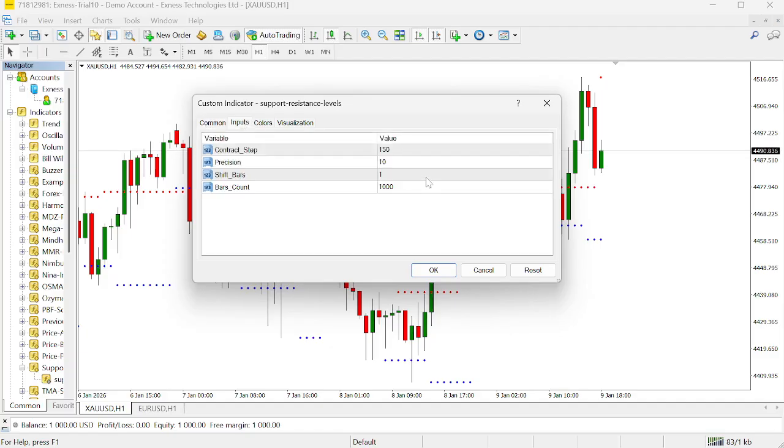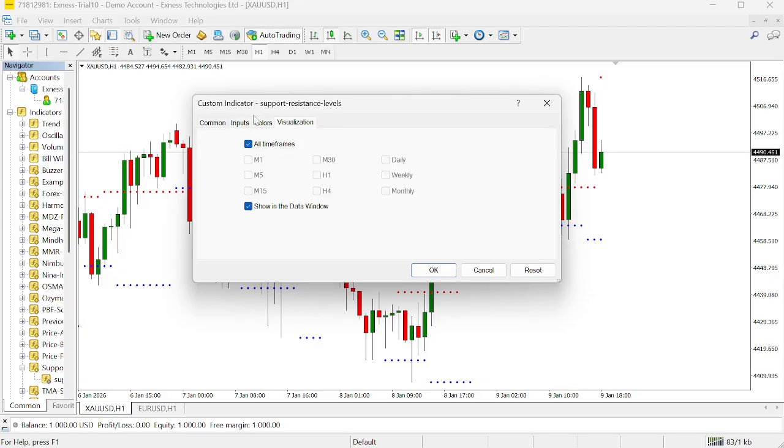The PZSR indicator is highly customizable, allowing traders to adjust the calculation method and display parameters to suit their individual needs. It can find and plot support and resistance lines from any selected time frame, offering flexibility for different trading styles. As you can see over here, multiple time frames are allowed. The indicator is easy to use and does not require advanced technical knowledge to understand.